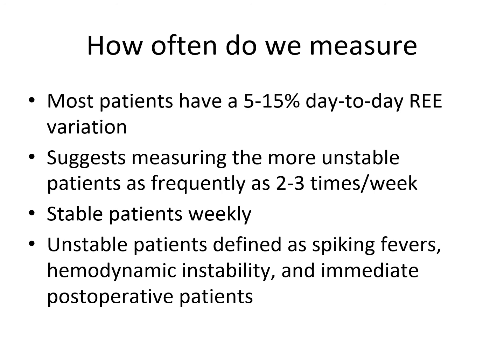Most patients have about a 5 to 15% day-to-day REE variation. So depending on what's going on with them, you have some days where it's higher, some days where it's lower. I'm sure fever or where they are in their illness. So on unstable patients, they're saying about 2 to 3 times per week, and they're defining unstable patients as patients that are spiking fevers, that are hemodynamically unstable, or possibly in the immediate post-op patients, because they're going through a lot of healing and a lot of different metabolic changes going on. Stable patients, they can do it weekly.